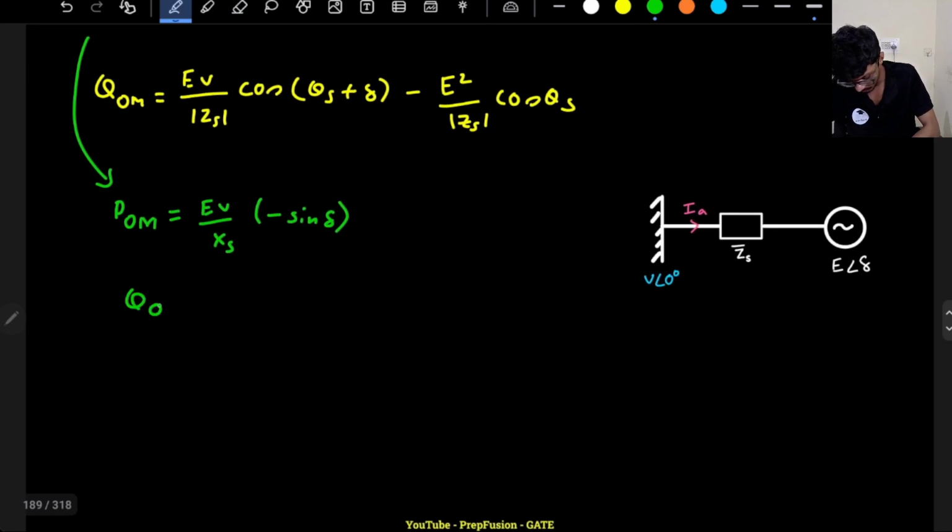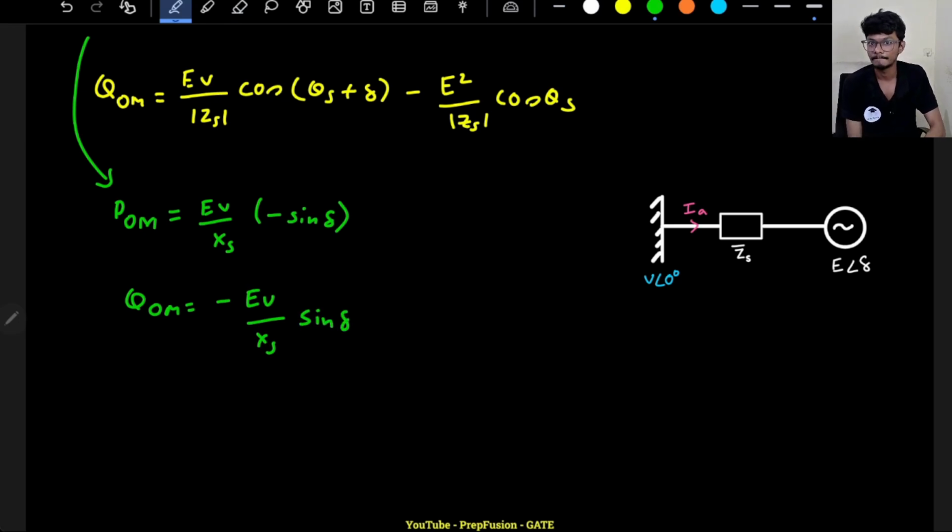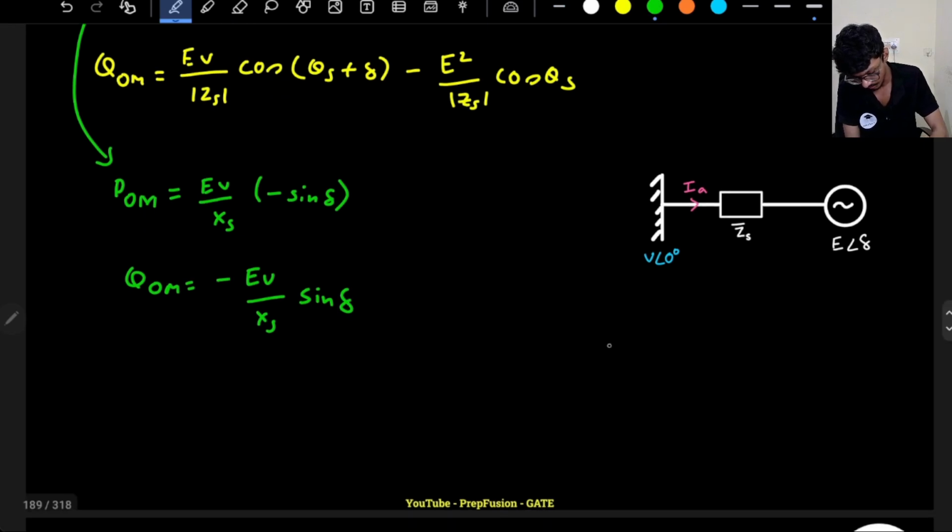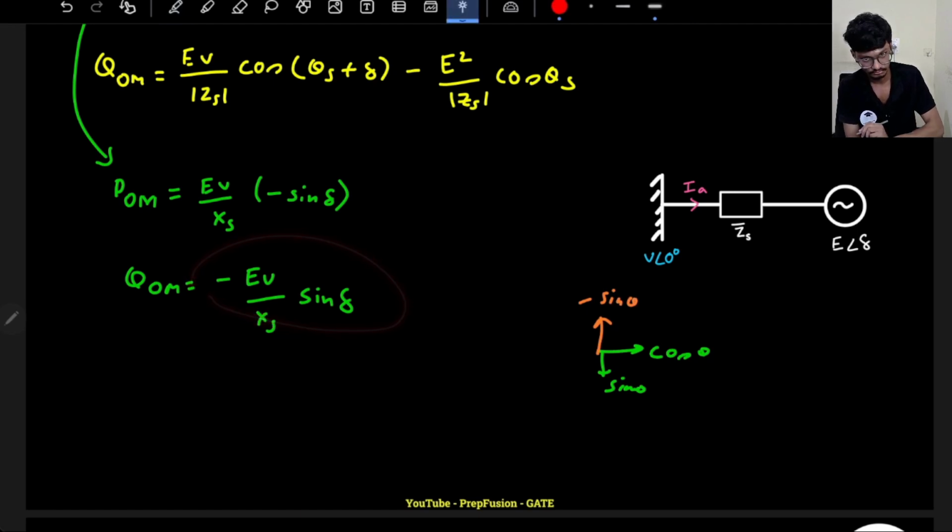What will be QAM here? If RA is made 0, it is again theta is 90. 90 plus theta is minus of sin theta. So it will be EV by XS, minus already written at the front. 90 plus theta is minus of sin theta, correct? How can you remember it? Let's say this is my cos theta and this is my sin theta. If I am adding 90, I will be here, so it is minus sin theta. That's why it is minus of sin delta. This is how I used to remember; I have taught this in my network theory.